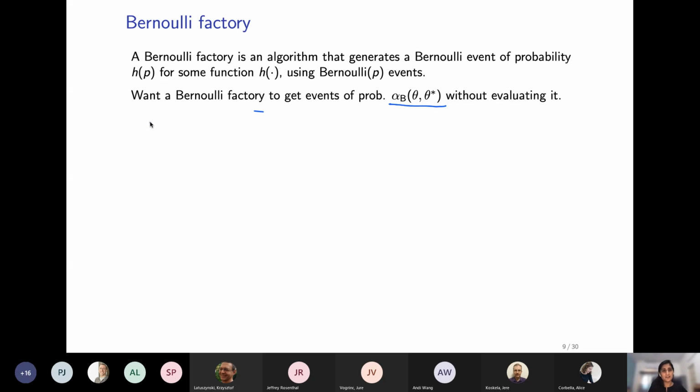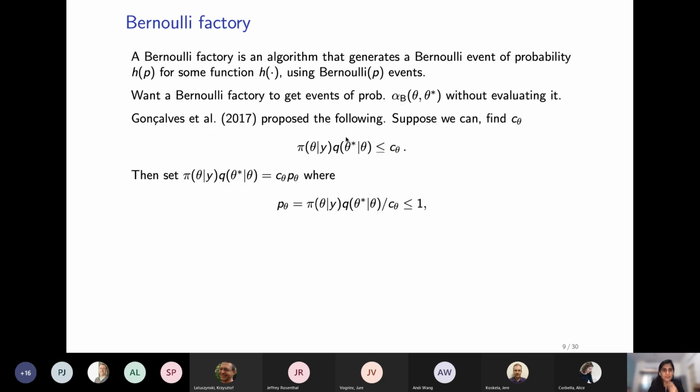And the reason we want to do that is in the accept-reject step, AR step 2, which says set theta k plus 1 to be equal to the proposed value theta star with probability alpha B. If we don't want to evaluate alpha B, but we can get an event with probability alpha B, then I can just set theta k plus 1 equal to theta star when that Bernoulli random variable returns 1. So instead of drawing a uniform random variable and comparing it to an evaluated form of alpha B, I can just generate a Bernoulli event with probability alpha B. So this is what we're going to try and do.